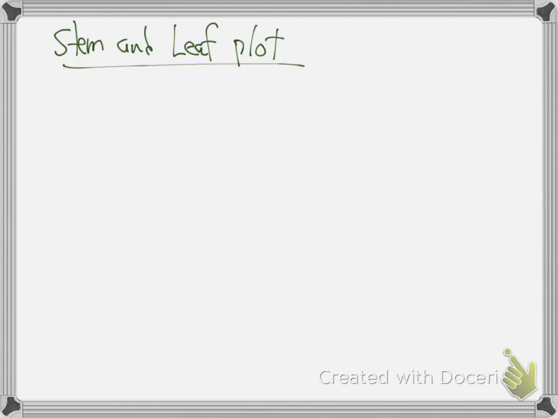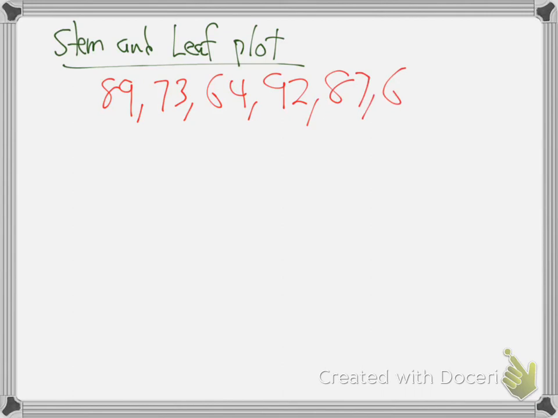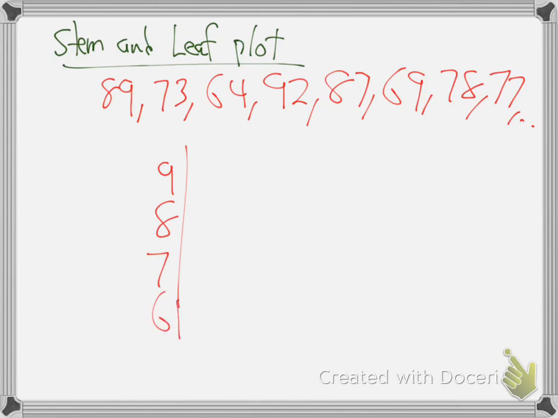So basically, let's suppose we had some scores on the next exam. 89, 73, 64, 92, and a couple more: 87, 69, 78, 77. If I was to take those numbers and put them in a stem and leaf plot, I would go the 90s, the 80s, the 70s, the 60s, and then I would put next to them the various numbers. So 89, I'll put a 9 next to the 8.